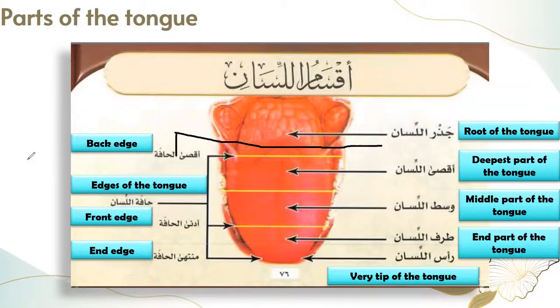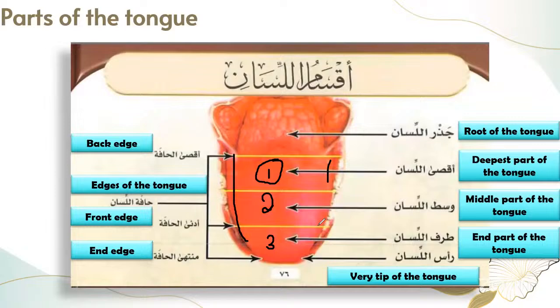The number 1 is this one, what we call the aqsal lisan, the back part of the tongue. The second, the wasatul lisan, the middle part. The third, the hafatul lisan actually, okay, the sides of the tongue. And then we have the last part, which is the 4th part, the taraful lisan. So what are the 4 parts? Aqsal lisan, wasatul lisan, hafatul lisan, and taraful lisan.